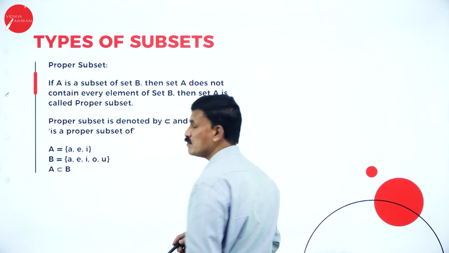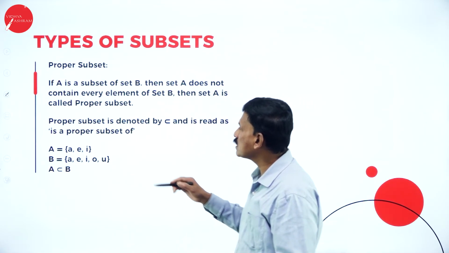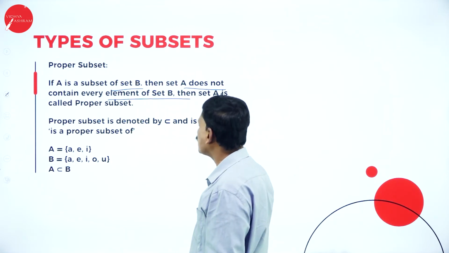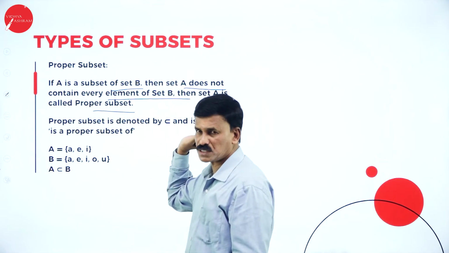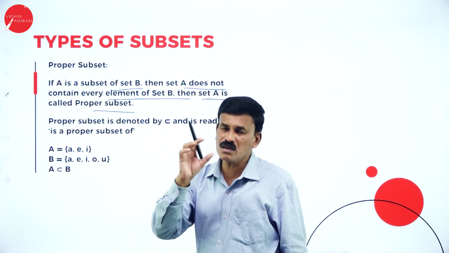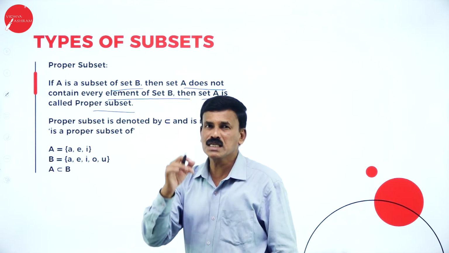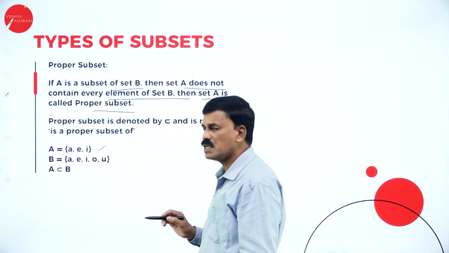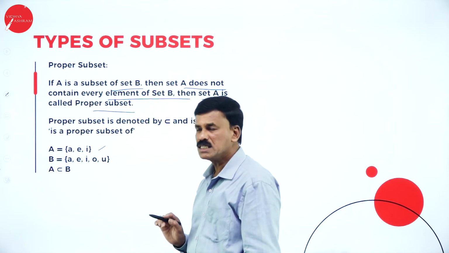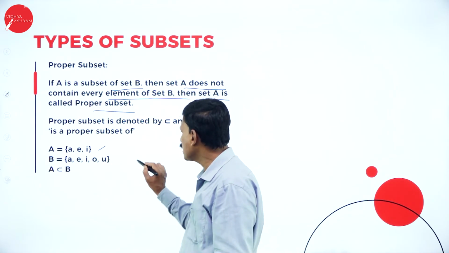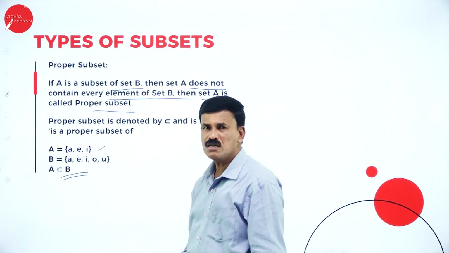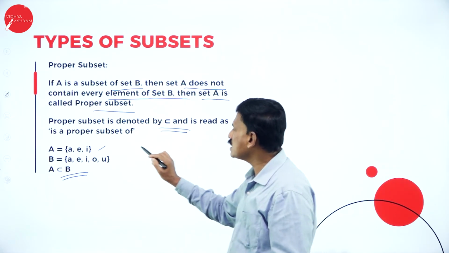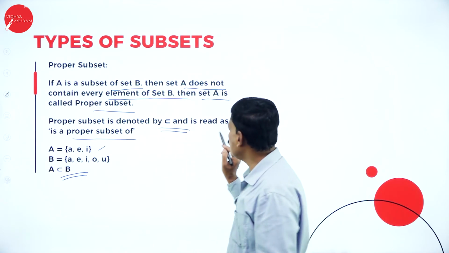Now let us take an example for a proper and improper subset. Suppose A is a subset of B, and the set A does not contain every element of the set B, then set A is called the proper subset. If only few elements of the set B are included in A, then A is called the proper subset. Now let us take an example. If A, E, I are the elements of the set A, E, I, O, U, then we can say A is the proper subset of B. A proper subset is denoted like this, and it is read as A is the proper subset of B.